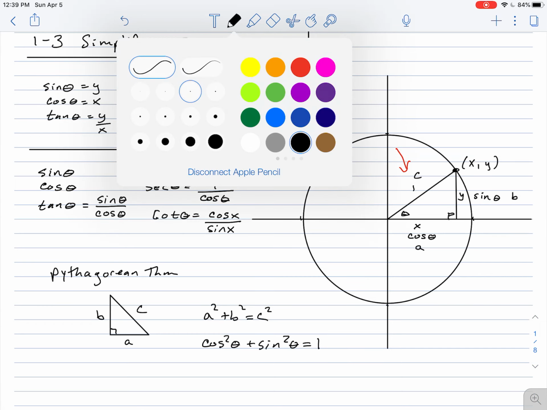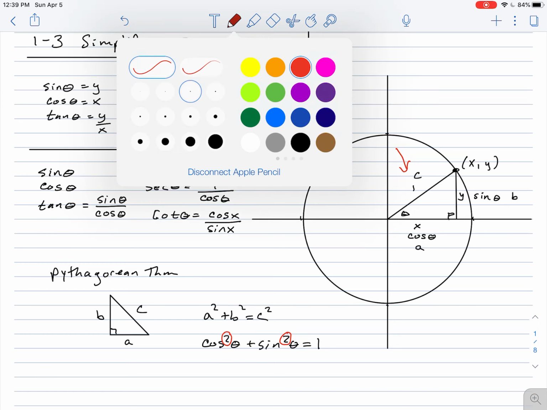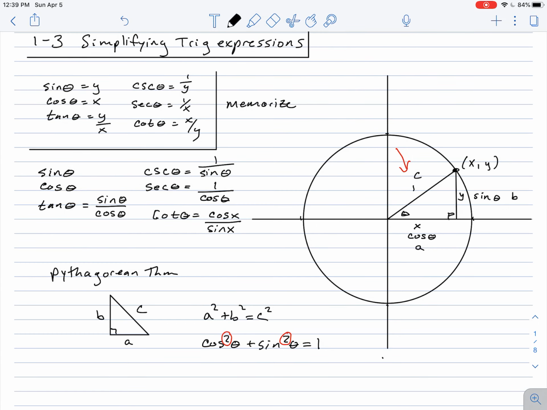A couple things to note with the notation. When we put a squared on a trig function, we put it between the trig function and the angle. The reason is that if you write cosine of theta squared like that, then I think that the angle is squared. What this means in the Pythagorean identity is I want you to take the cosine of theta and then square the whole thing, not just the angle.